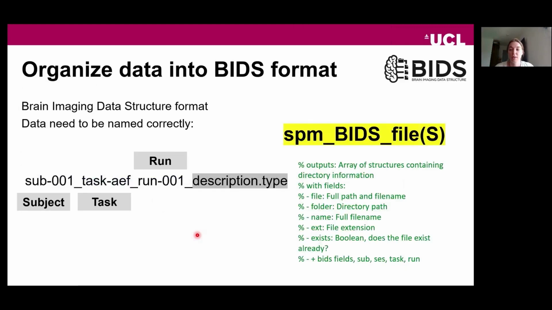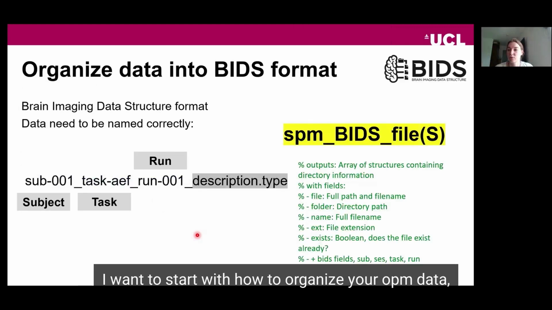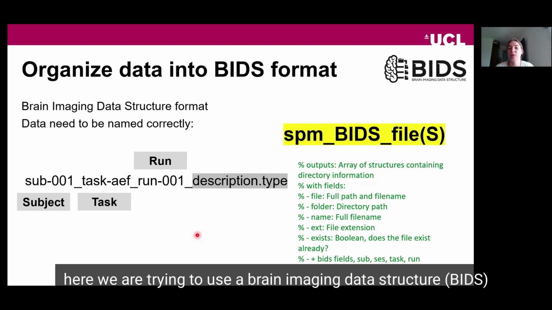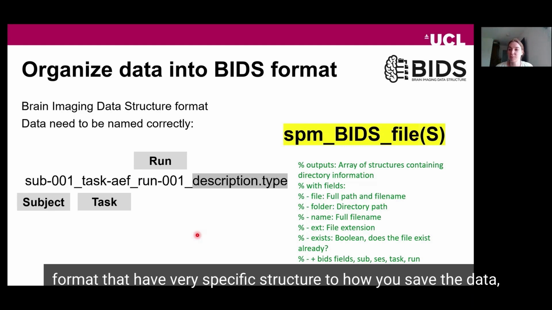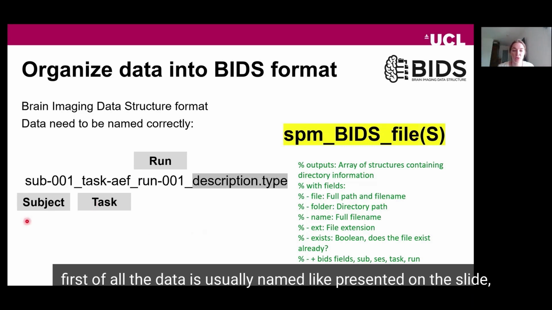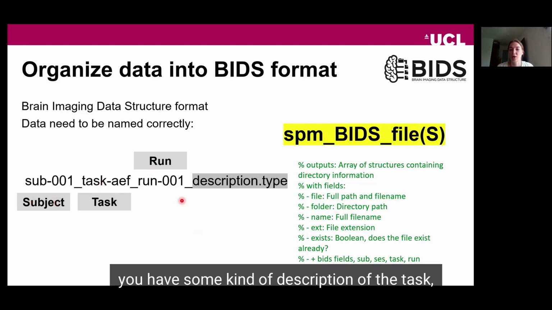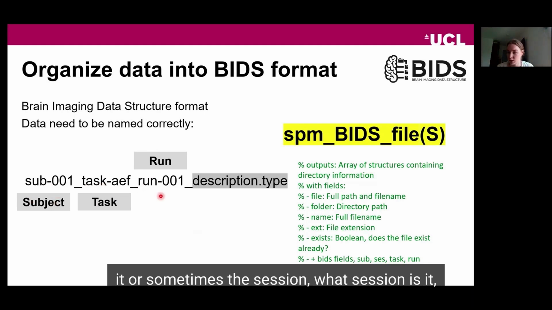So let's start. I want to start with how to organize the OPM data. It's not yet an agreed upon topic, so every lab does it a bit differently. Here we are trying to use the Brain Imaging Data Structure format, which has a very specific structure for how you save the data. First of all, the data is usually named as presented on the slide. You have a subject with a subject number, some kind of description of the task, and information about which run it is, or sometimes which session it is.